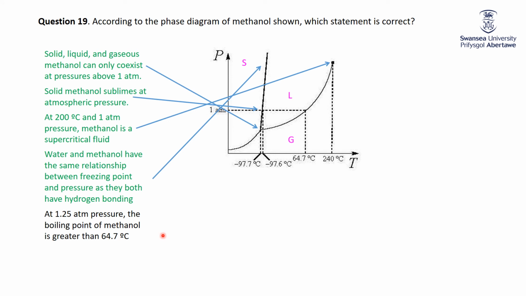So finally, this one better be true. At 1.25 atmospheres pressure, the boiling point is greater than 64.7. Well, here's 1 atmosphere. There's the boiling point, 64.7. So at 1.25 atmospheres, somewhere around here, the boiling point is definitely going to be greater than 64.7 degrees Celsius, because of course boiling point goes up as the pressure goes up.